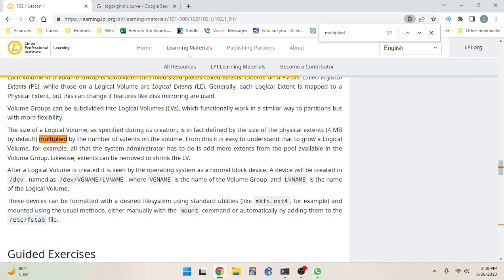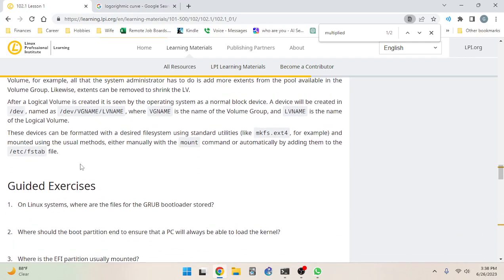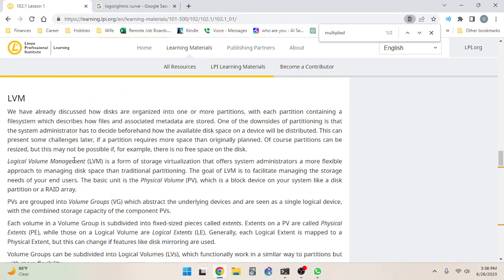So that 4 megabytes by default, or whatever the size of your physical extents are, multiplied by the number of extents on the volume equals the size of the logical volume. All right, that was actually really useful to do that.